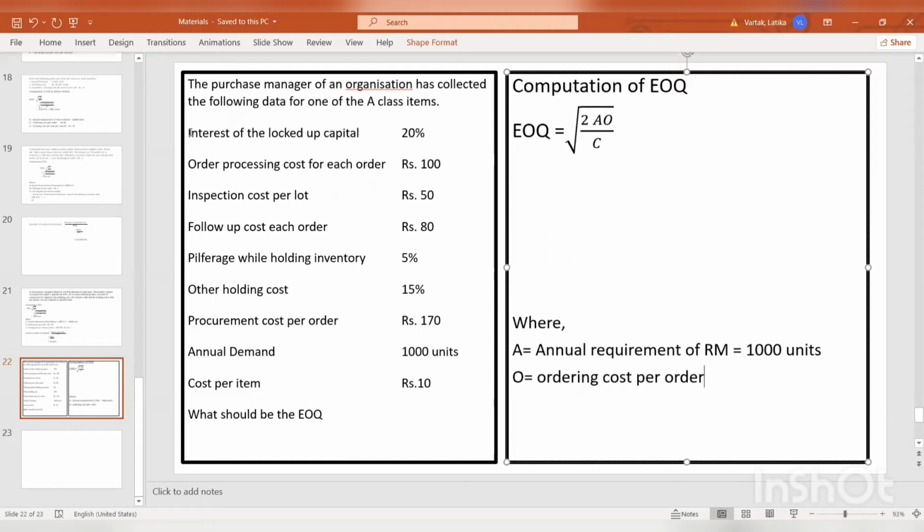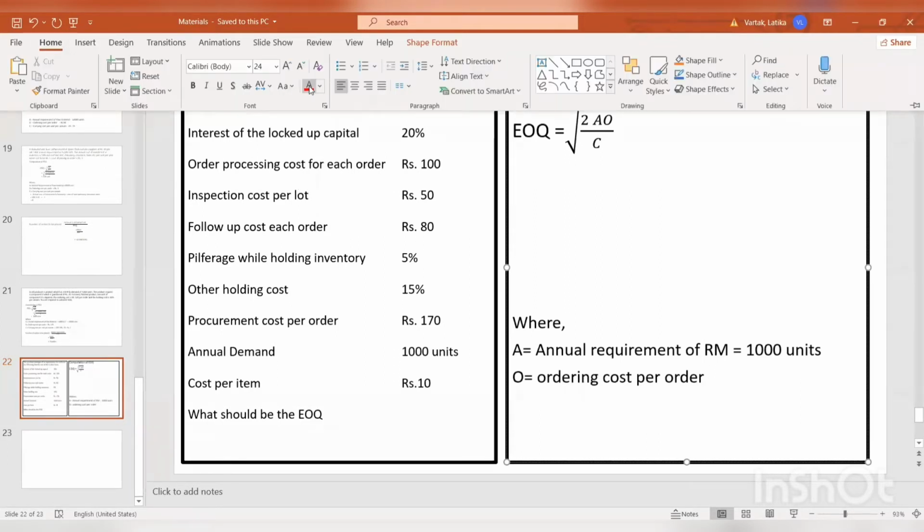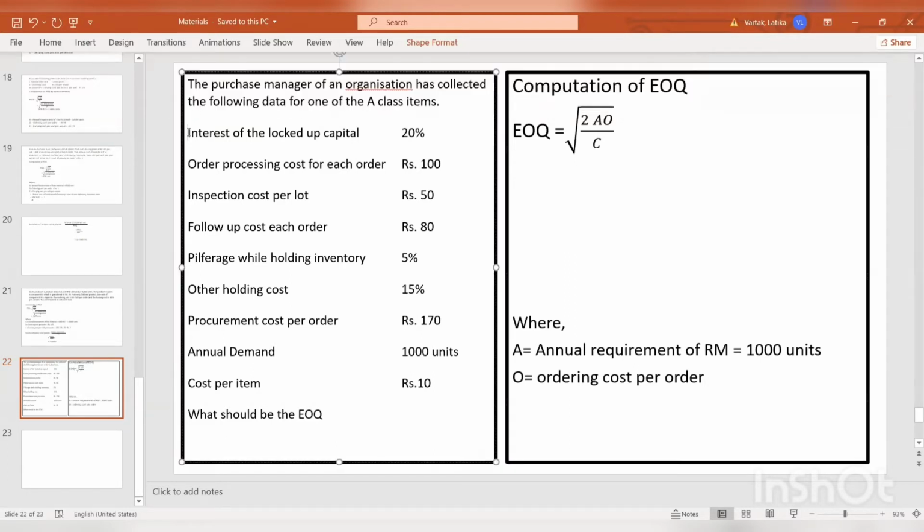The purchase manager of an organization has collected the following data for one of the A class item. Interest on the locked up capital, 20%. We have locked up capital, right? That is why it is carrying cost. So it will be carrying cost.